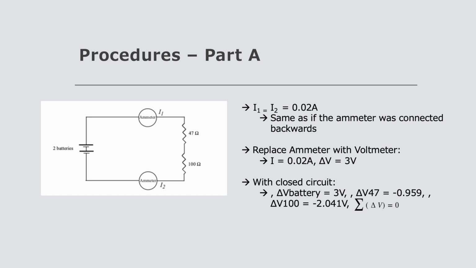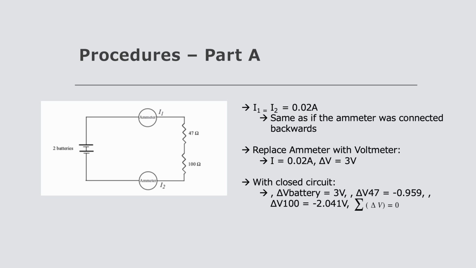The current I found was 0.02 amperes, which was the same as if the ammeter was connected backwards, so the value remained positive. So the currents in both the wires were this value. When I replaced the ammeter with a voltmeter, the current was equal to 0.02 amperes again, and the potential difference was 3 volts. When the circuit was closed, the potential difference for the battery was 3 volts.